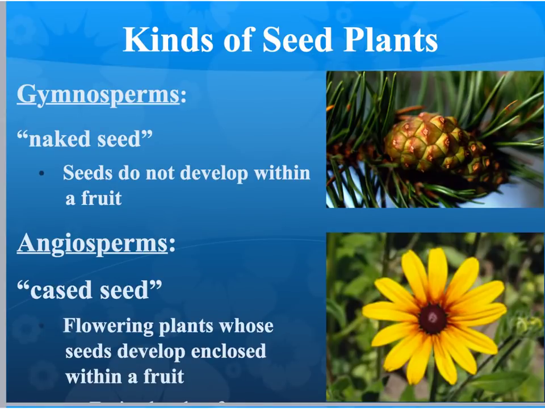Today's notes will be about types of flowering plants. Just to recap from last time we took notes, there are two types of seed plants, one of those being angiosperms, which are flowering plants, and we'll talk about those today. The other being gymnosperms, which are naked seeds, meaning they don't have a fruit that the seed develops in.